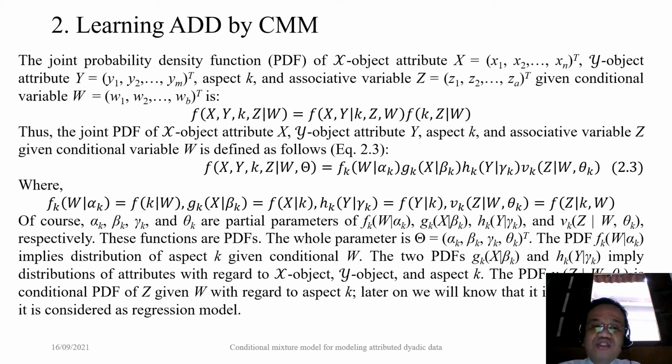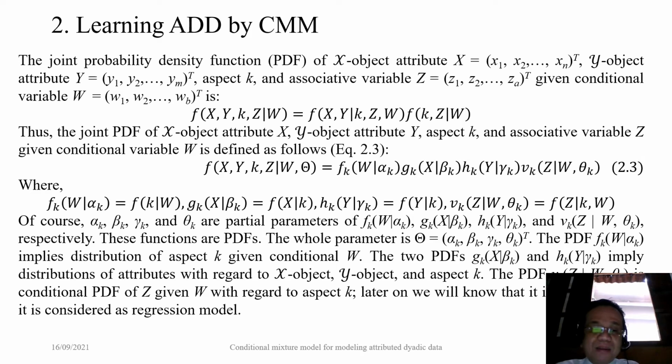The joint probability density function, PDF, of the X attribute X and the Y attribute Y except k, and associative variable Z given conditional variable W, is thus the joint PDF of the X attribute and Y attribute and associative variable Z given conditional variable W, defined by equation 2.13. Of course, alpha k, beta k, gamma k, and theta k are partial parameters of f_k, g_k, s_k, and v_k respectively. For the whole PDF, the whole parameter is theta.